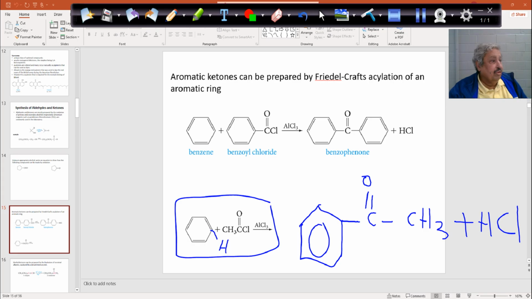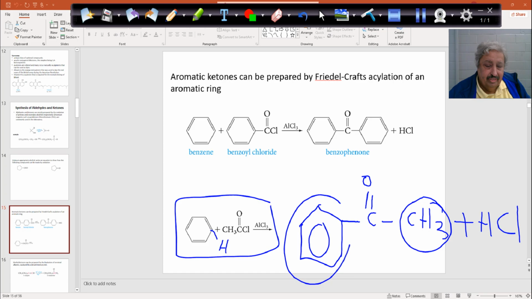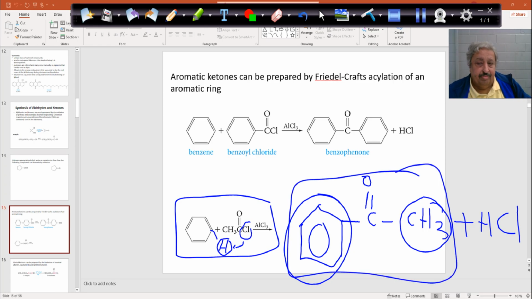You can also call it methylphenyl ketone. Methylphenyl ketone, that's a common name. Acetophenone is the IUPAC name. Methylphenyl ketone plus HCl. The same thing we did before: the HCl with the H from the benzene, pulling them out, and that's what you are getting there. Okay, guys.